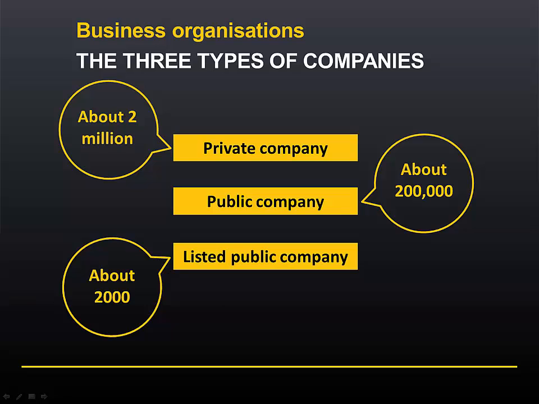Although they are fewer in number, listed public companies dominate the Australian share market and account for over 99% of share trading. They play a significant role in the economy and the financial system, and much of the rest of this subject will concentrate on the financial management of this type of company.